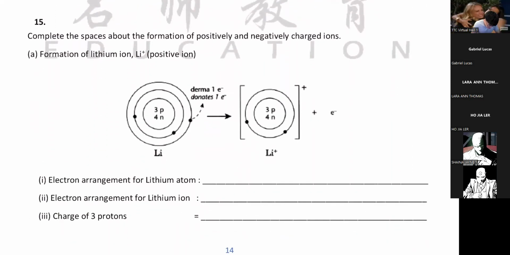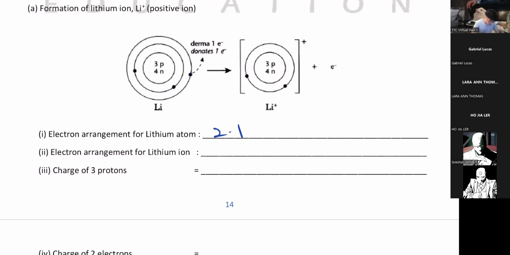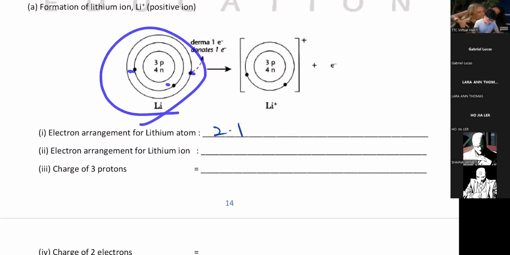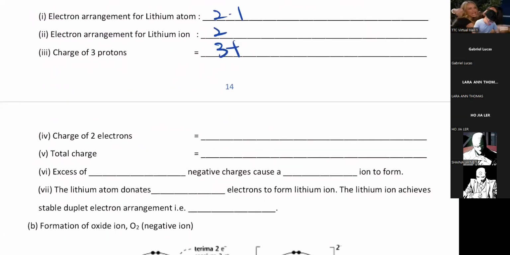Okay, so next, the same question. We have lithium. They throw one electron away. They become positive. So the arrangement for lithium is 2.1. You see, first shell has 2, second shell has 1. Electron arrangement for lithium ion: atom is 2.1, ion is 2, because I throw 1 away already. So the charge of 3 protons is 3 plus, 2 electrons is 2 minus. Total charge is plus 1.